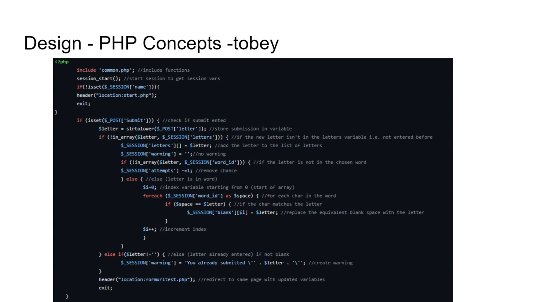Otherwise, if it is in there, for each space in the word, if any of those spaces match the letter, in the blank array, the equivalent space is changed to be equal to the letter. And of course, the index is incremented in order to do this over the entire word across every instance of the letter. Otherwise, from the if statement at the top, if the letter is not blank, and else if the letter is already existent in the letters array, then a warning is generated and no variables are updated. And upon submission, the page reloads in order to run through this code again.